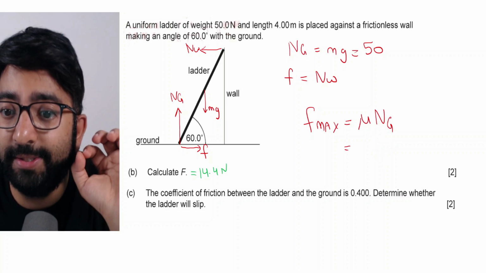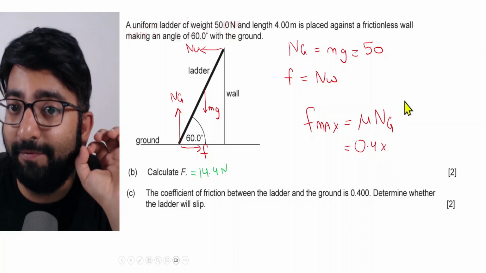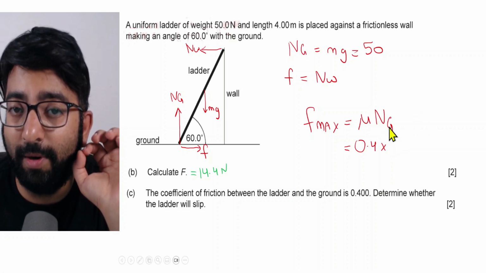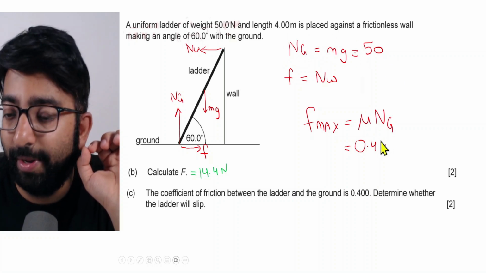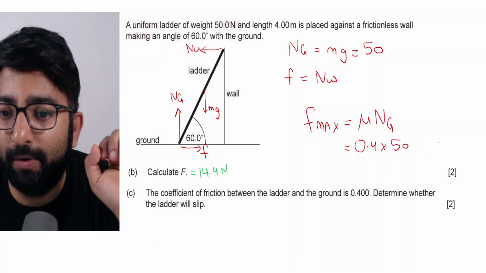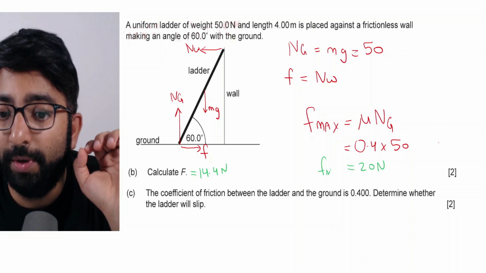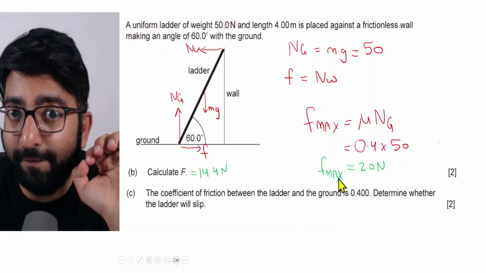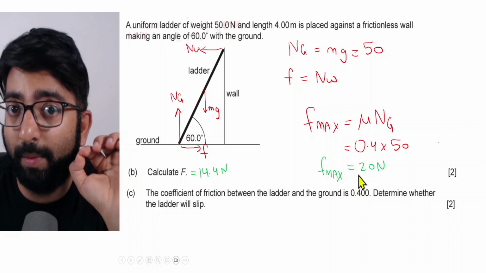The value of mu is given in the question as 0.4, multiplied by the value of the normal reaction coming from the ground. And that we had already deduced earlier. Ng is equal to mg, which is equal to 50. So let's write down 50 over here. If we simplify this, we are going to get 20 newtons as the maximum friction which the ground can provide. Now, all we need to do is compare the value of actual friction with the maximum friction.